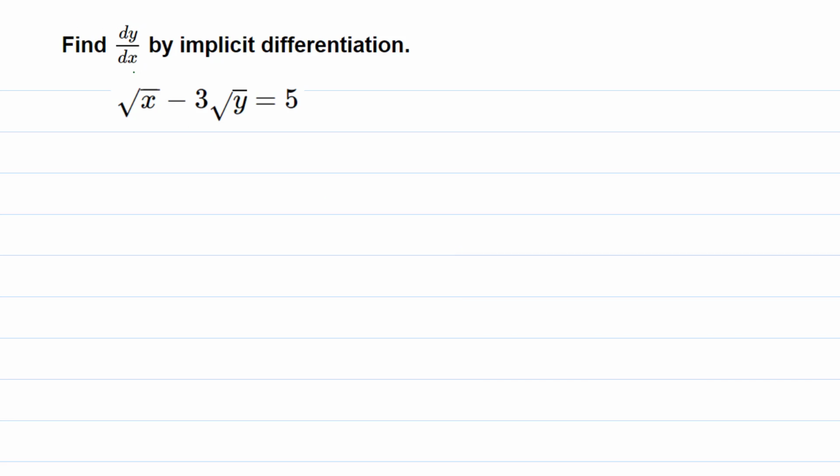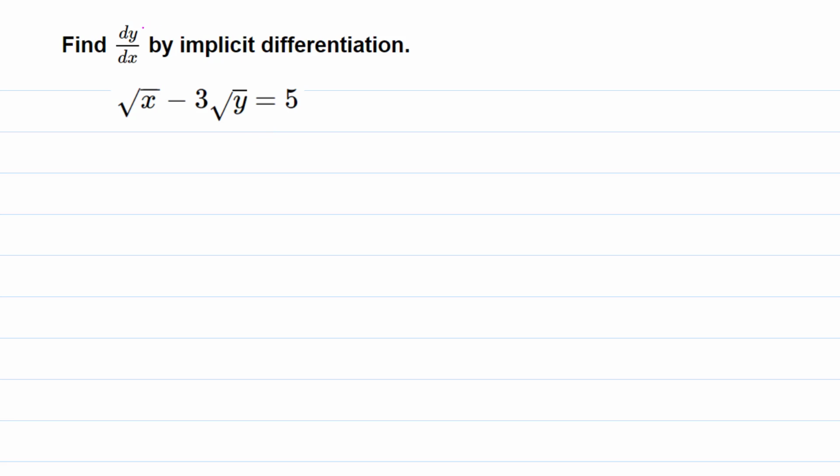Find dy over dx, that is the derivative of y with respect to x, by implicit differentiation. Implicit in the sense we do not isolate y. This is not given as y equals some function of x. So for implicit differentiation, we differentiate both sides with respect to x.